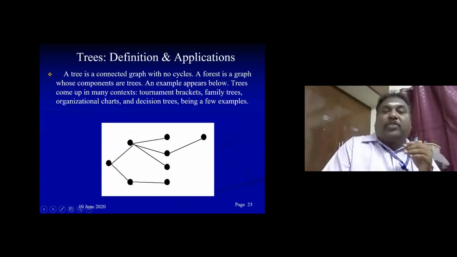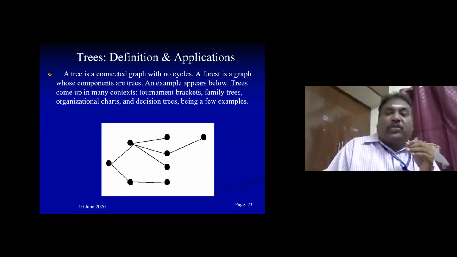Then of course, the tree, the most important concept in computer science. All the data are stored in the leaves of the trees. So a tree is a connected graph with no cycles, or an acyclic connected graph. And if you have more trees, disconnected trees, it's a forest. Many components of trees make a forest, in reality also the same.